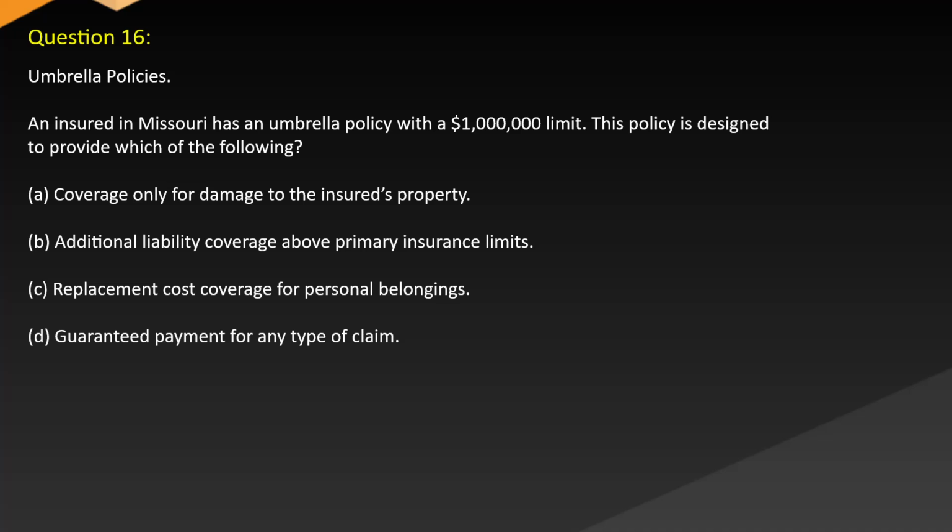Question 16. Umbrella policies. An insured in Missouri has an umbrella policy with a $1 million limit. This policy is designed to provide which of the following: A. Coverage only for damage to the insured's property. B. Additional liability coverage above primary insurance limits. C. Replacement cost coverage for personal belongings. D. Guaranteed payment for any type of claim.